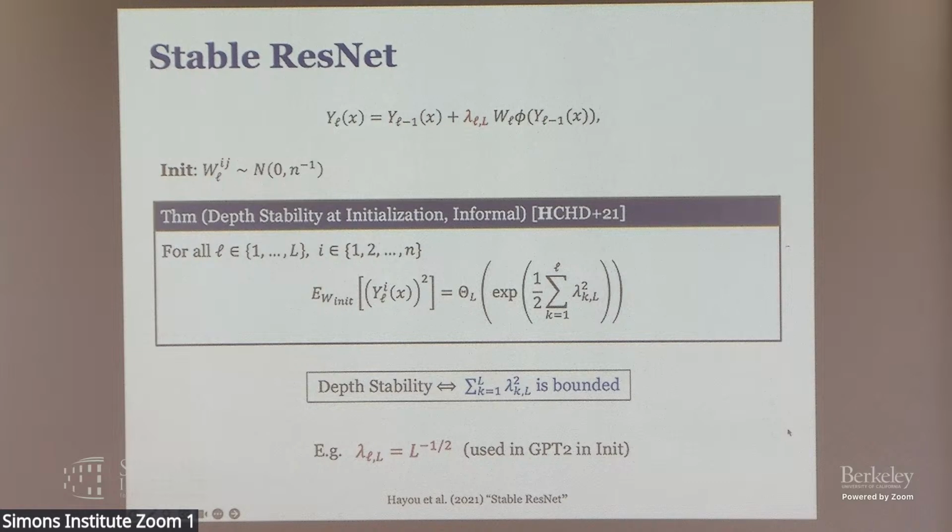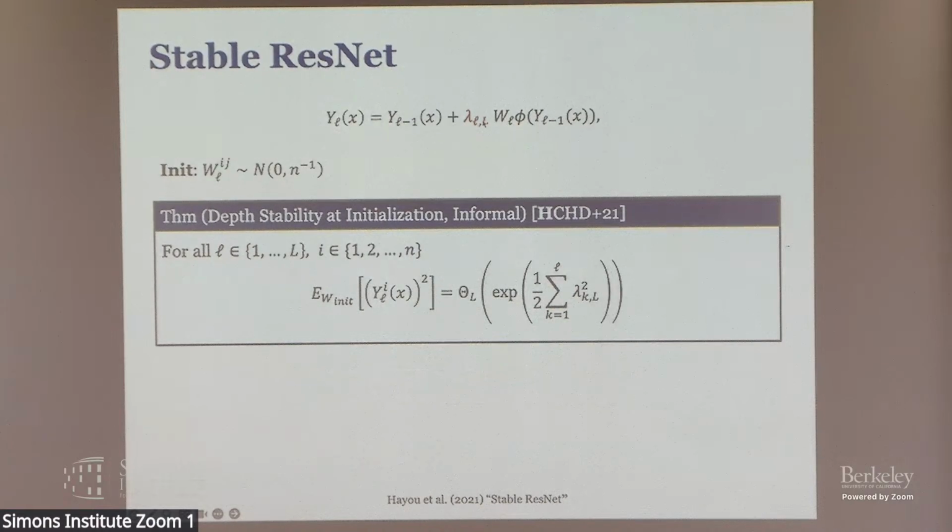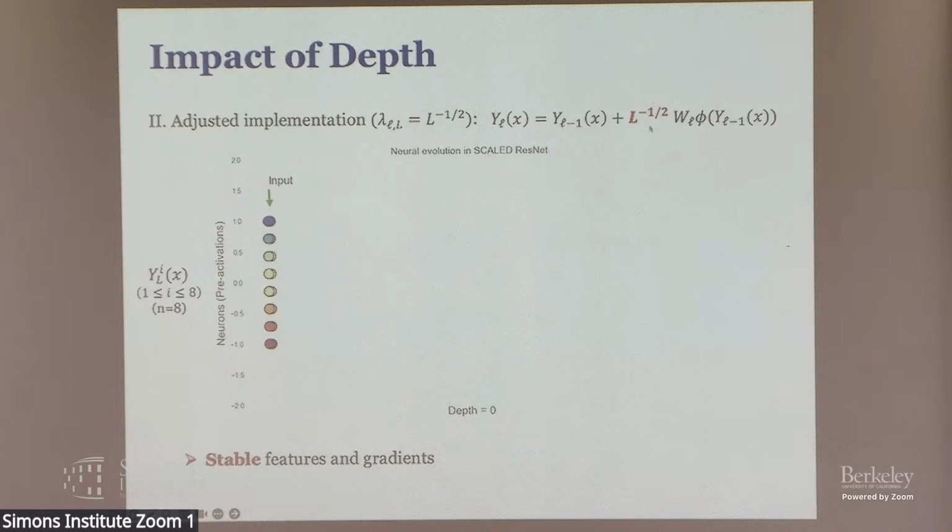This is what we call stable ResNet: any residual architecture that satisfies this condition. I think the easiest one is like 1/square root of depth. So you put it there, and this is what I showed you in that simulation. So you put 1/square root of depth.